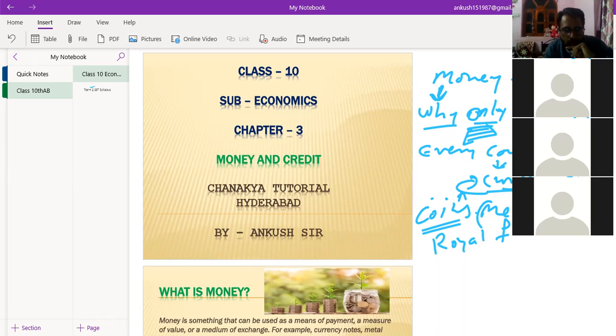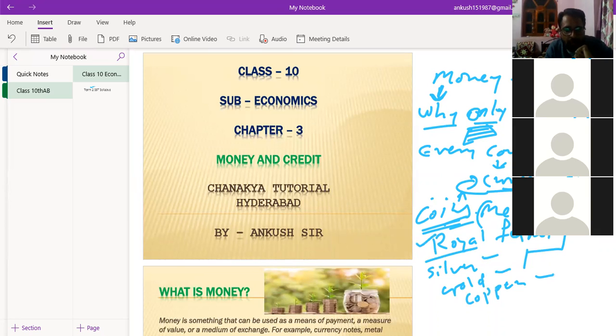So what was happening there? Things were purchased in exchange of coins. The coins may be of any metal, like silver, gold, copper. Understood? These kinds of coins were used earlier, and they were prescribed or launched by the royal families. But even before that, something was there, and that was considered the barter system.